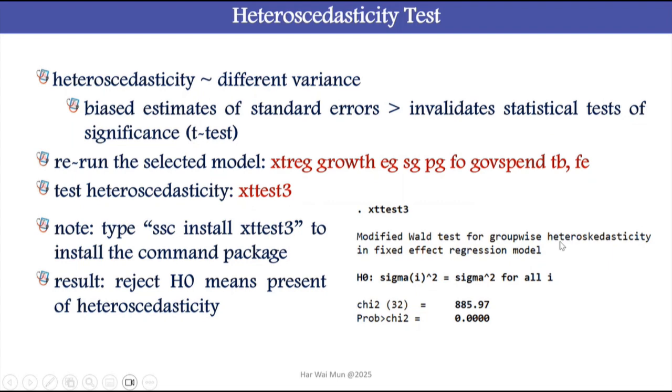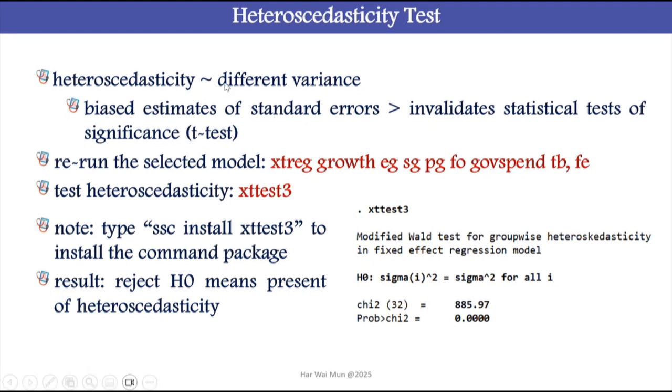Modified Wald test for groupwise heteroscedasticity in fixed effect regression. Then you get probability 0.00. Very easy to remember, because my slogan is to make difficult things simple. I usually use this approach to teach students or other people in training. When I first learned econometrics, I was very confused. Reject means what? Reject means good or reject means no good?